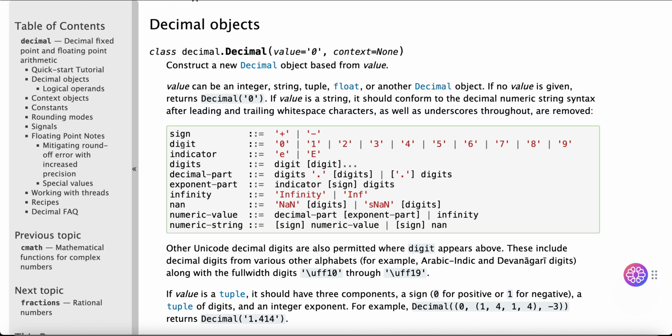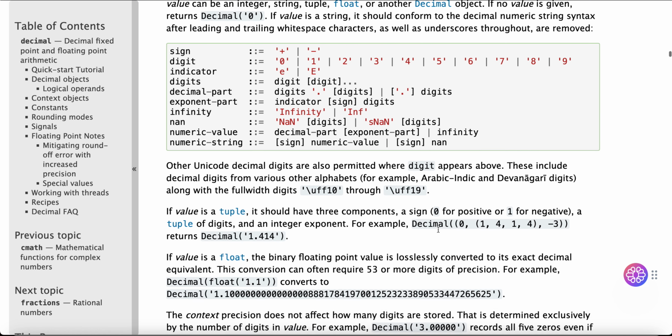Sign: plus, minus. Digit: these are digits. Indicator: e, E. Digits: digit, digit, and so on. Decimal part: digits dot digits, or digits dot, or dot digits. Exponent part: indicator, sign, digits. Infinity: Infinity, Inf. NaN: NaN digits, sNaN digits. Numeric value: decimal part, exponent part, or infinity. Numeric string: sign, numeric value, or sign, NaN.